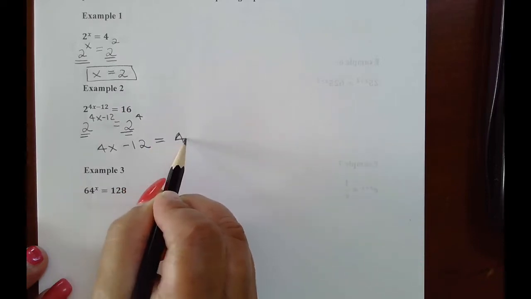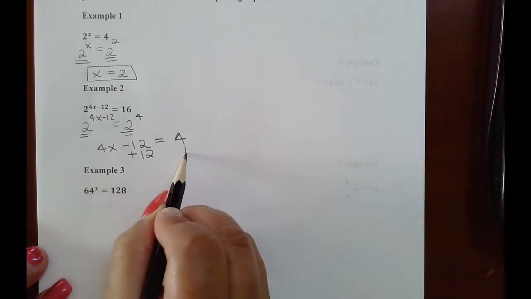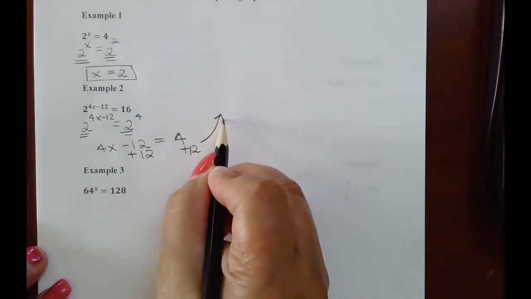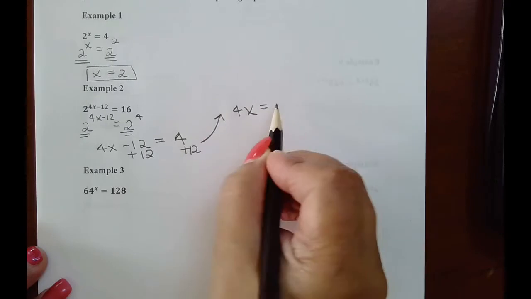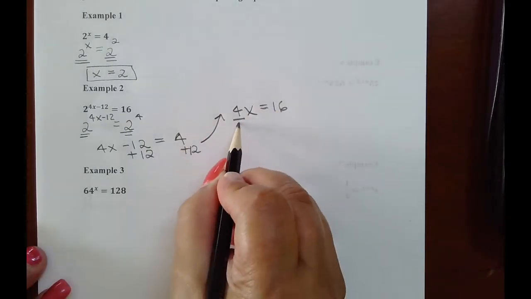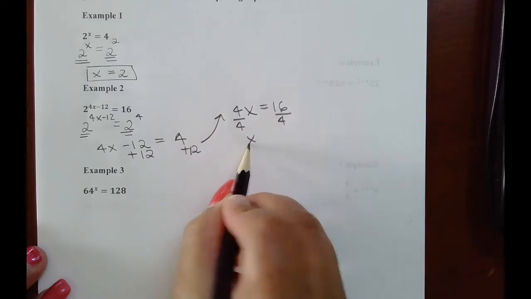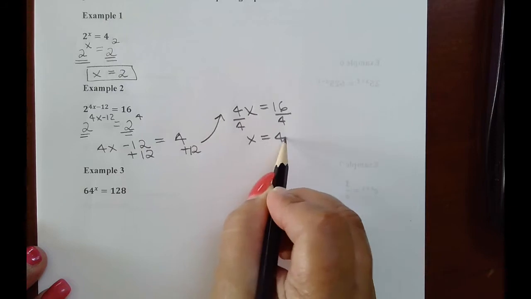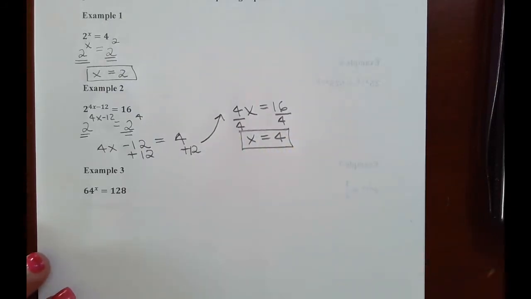So these are the exponents, and then if I just add 12 here and add 12 here, I have 4x is equal to 4 plus 12, 16. And then I continue to solve if necessary. This does require one extra step, division by 4, and I finally get x equal to 4 as my solution. So that required a couple more steps than the previous example.